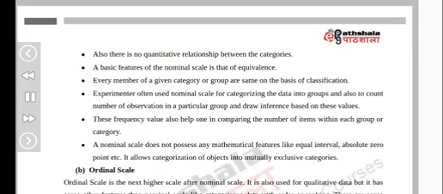Also, there is no quantitative relationship between the categories. A basic feature of the nominal scale is that of equivalence.